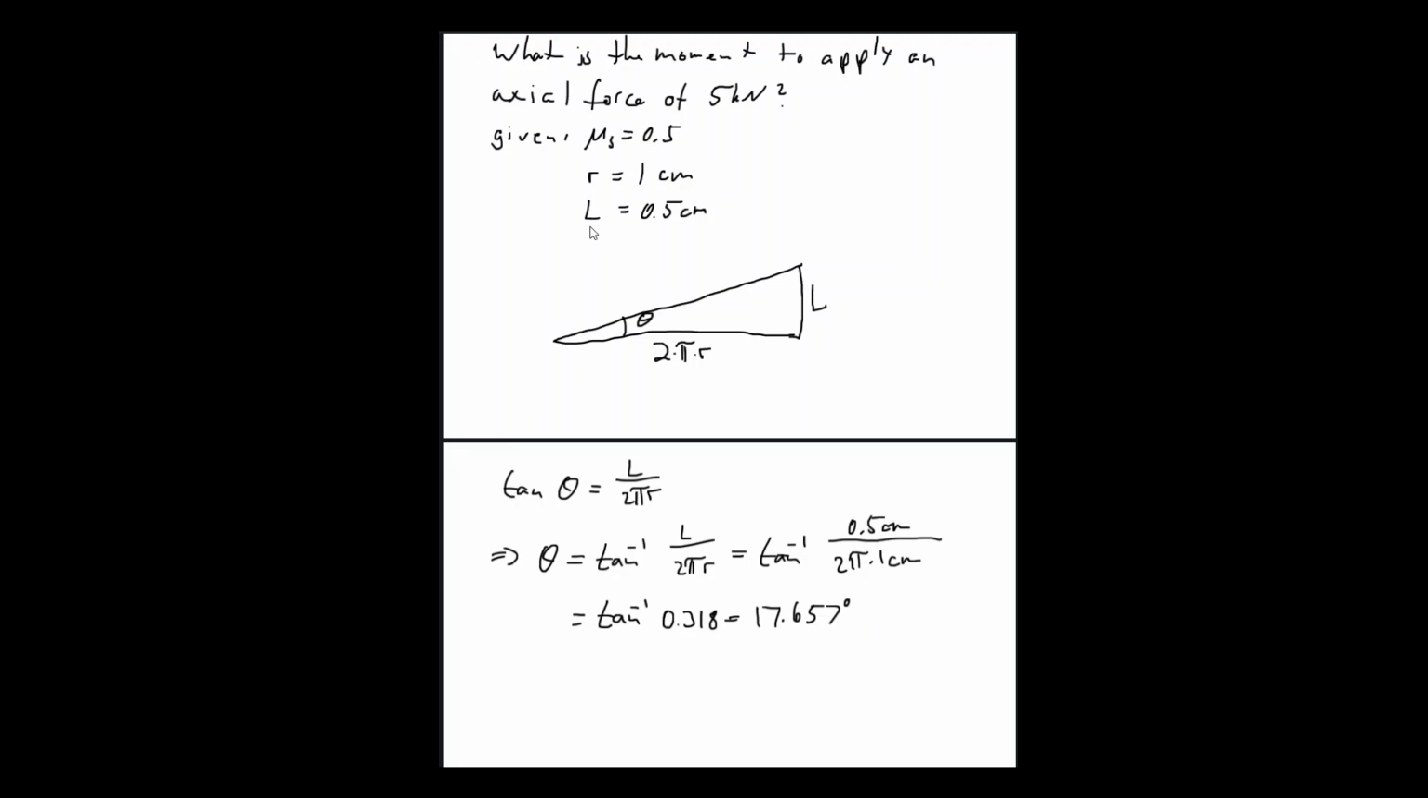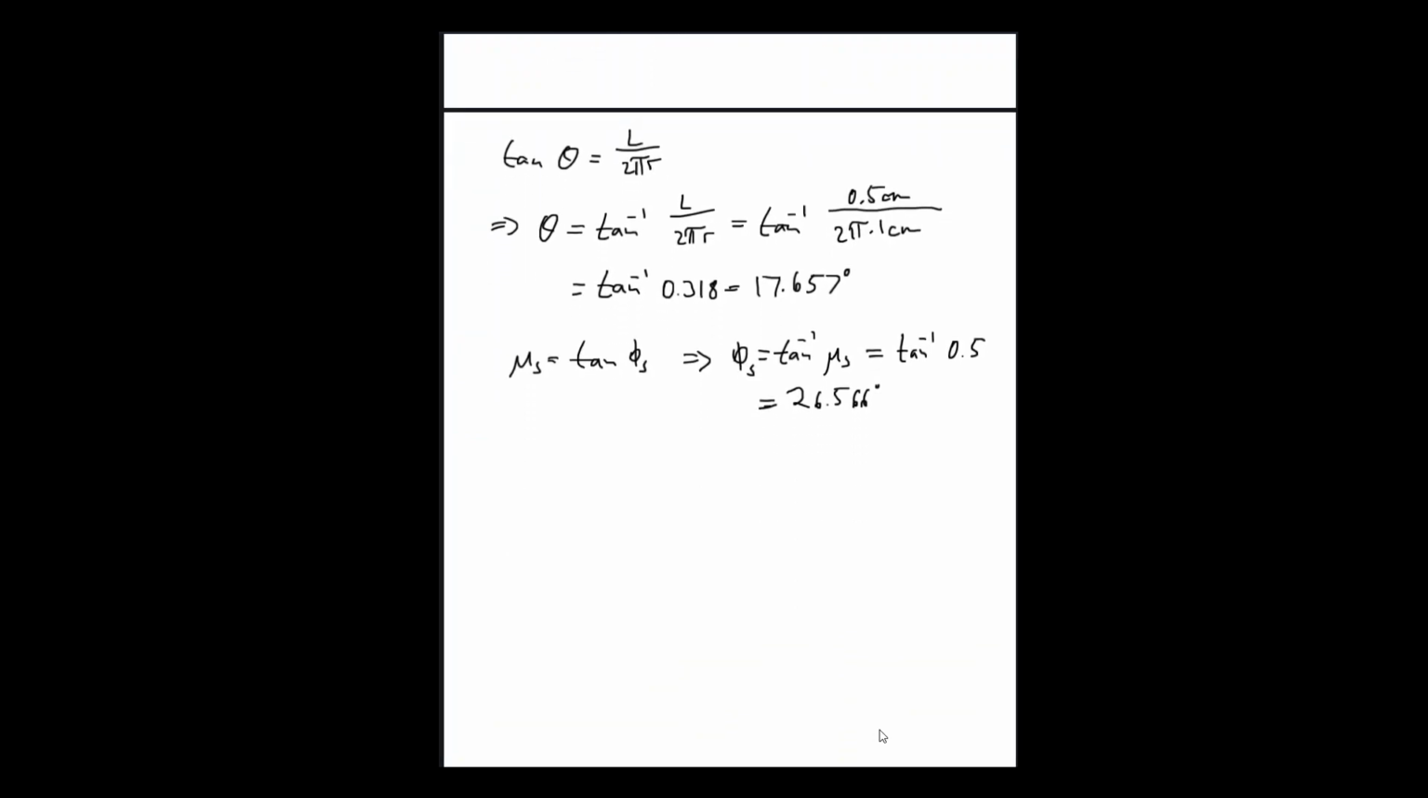I also can convert my mu s to the friction angle. Right, I know that mu s is tangent of phi s. That means phi s is inverse tangent of mu s, and that is, let's write it out, tangent minus 1 of 0.5. And that is equal to 26.566 degrees. All right, I think now we have everything that we need, so we can say the moment would be the force that we want to have times the radius times the tangent of the friction angle plus the screw angle.